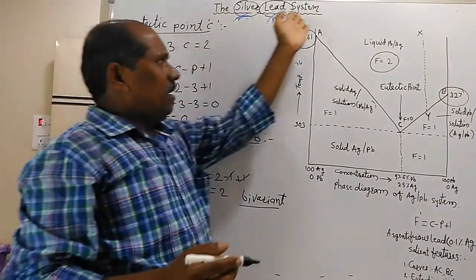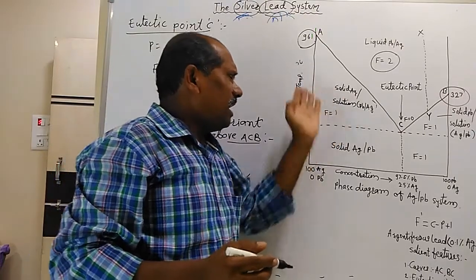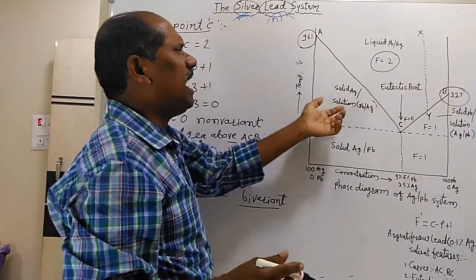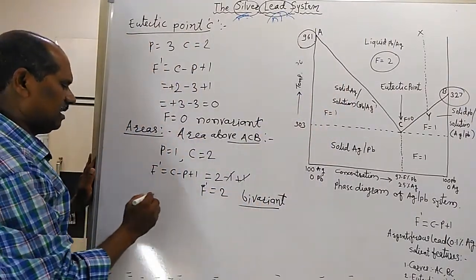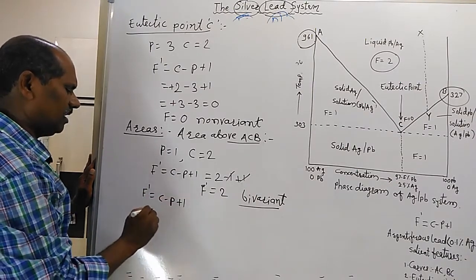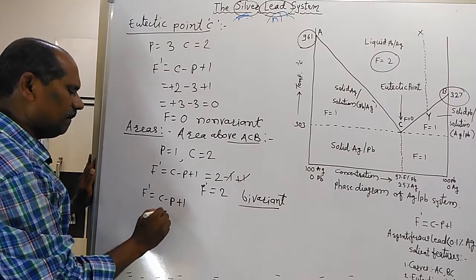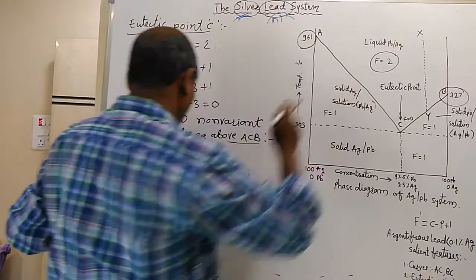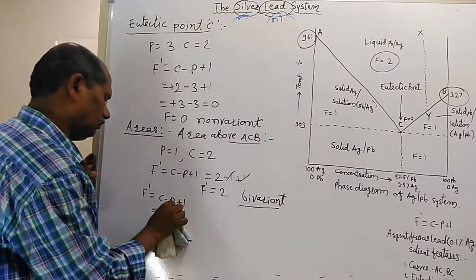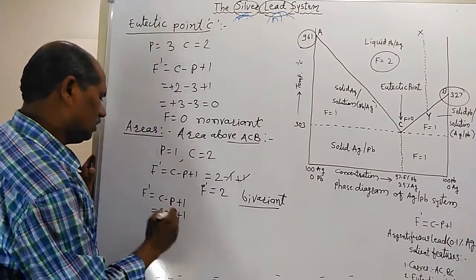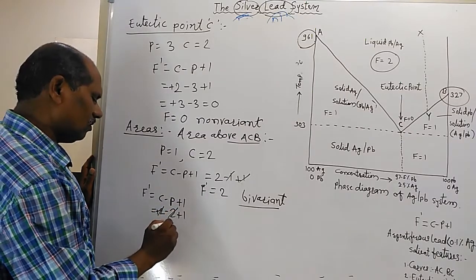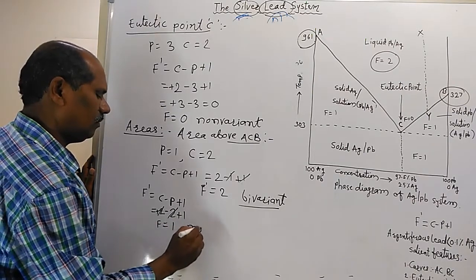Then the area below AC. In the area below AC there are two phases which are in equilibrium, that is the solid Ag and solution of AgPb. And hence the degree of freedom F dash is equal to C minus P plus 1, is equal to components are 2, phases are 2, solid and solution, plus 1. Minus 2 plus 1, remaining 1, F is equal to 1, system is monovariant.